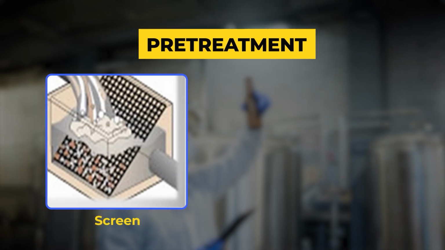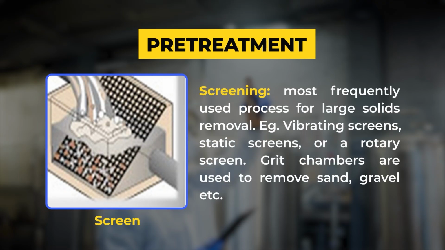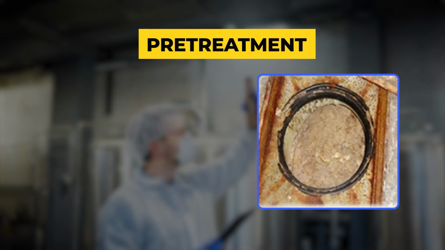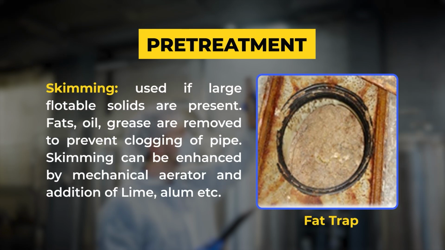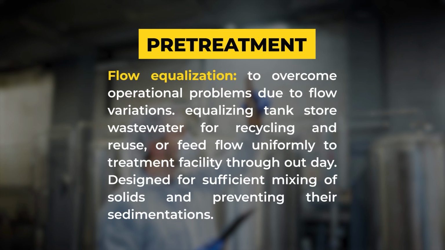Screening is the first and most frequently used process for removal of large solid particles. Different types of screens can be used, like vibrating screens, static screens or rotary screens. Sand or gravel-like components can also be removed by the use of grit chambers. Skimming is used for removal of large floatable solids present in the wastewater. Floatable solids can also include fats, oils or grease. These can be removed by the skimming method, and this helps to prevent clogging of the pipes. Skimming can be enhanced by a mechanical aerator and also by addition of some chemicals like lime, alum, etc.